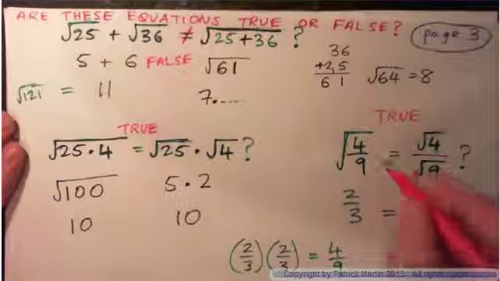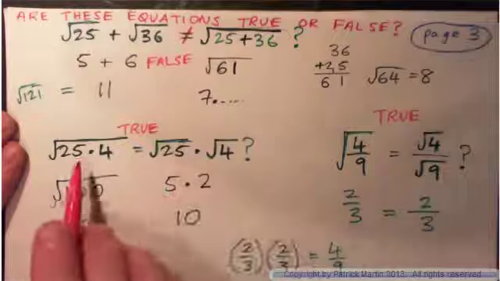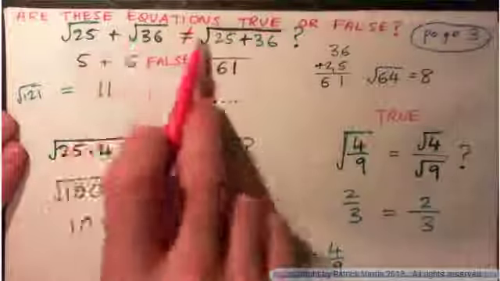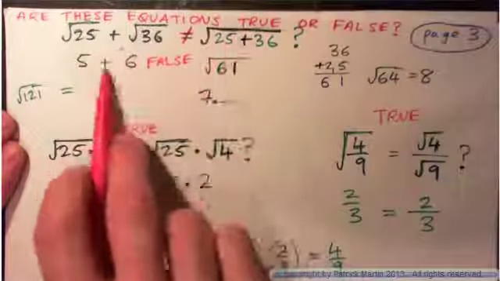So when I have division, I can split up the square root. When I have multiplication, I can split up the root. But when I have addition, I cannot split it up. And also with subtraction, you can't split it up either. So you'll see that too. Okay.